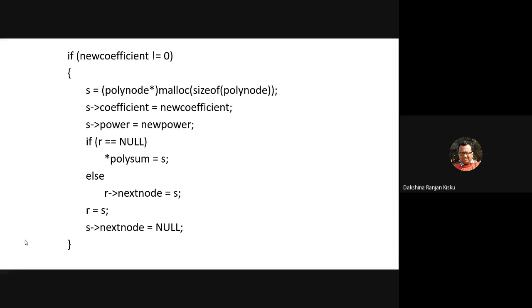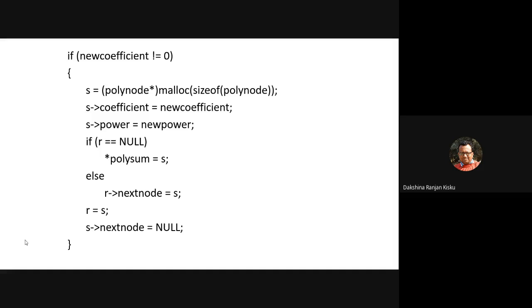Okay, that means now polysum will point to the... that means when r equals null, when r is found to be empty. Okay, so r is found to be empty means if we repeat these operations or these steps on an existing resultant polynomial, then only r will be found to be not equal to null. Otherwise, r will be found to be null, and in that case, we will assign the s pointer to polysum, another pointer variable polysum. Okay.